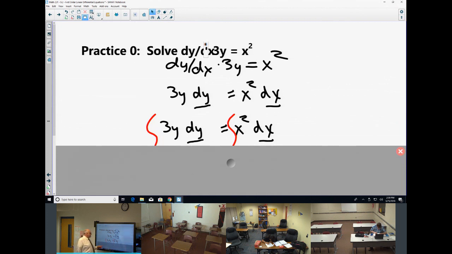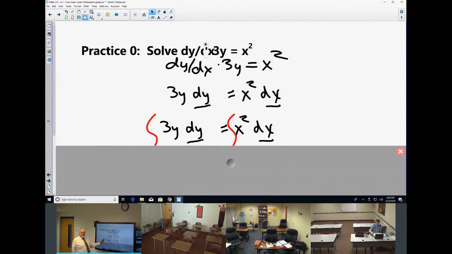Jada, what's the integral of 3y dy? I'm not sure. I did the x first. Okay, so what's the integral of x squared dx? Is it x cubed over 3? Yep. All right, so Weston, what's the integral of 3y? 3y squared over 2. There we go.